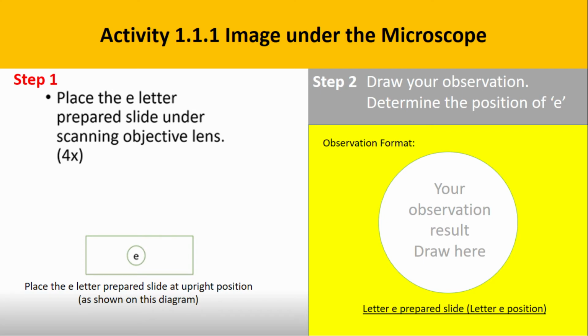For the Activity 1.1.1, obtain accurate image. Place the letter E prepared slide under the scanning objective lens at upright position. Then, draw the position of the letter E that you view under the scanning objective lens on your observation sheet.